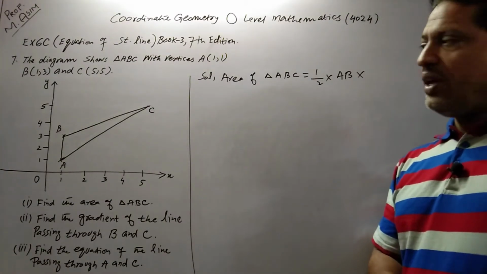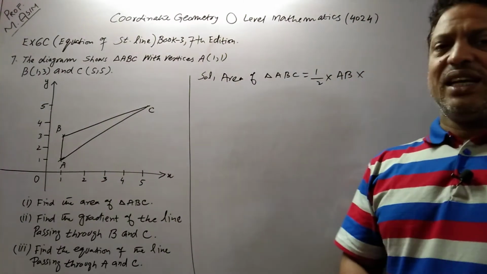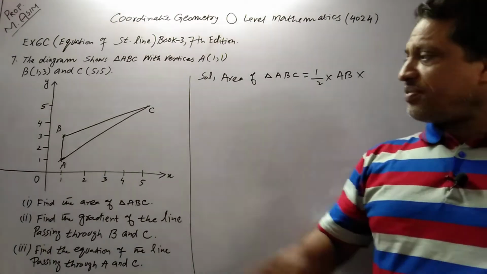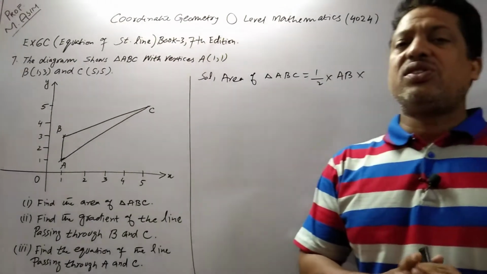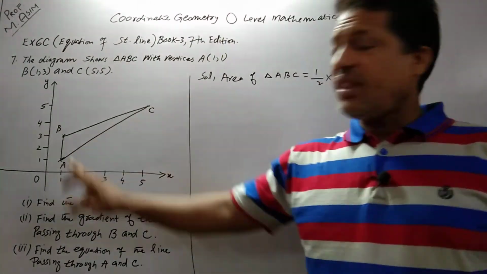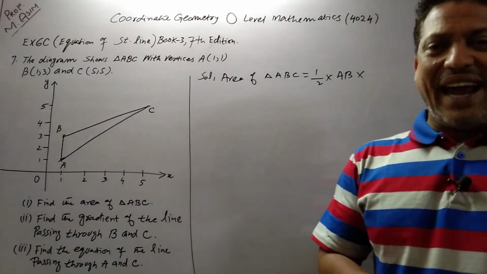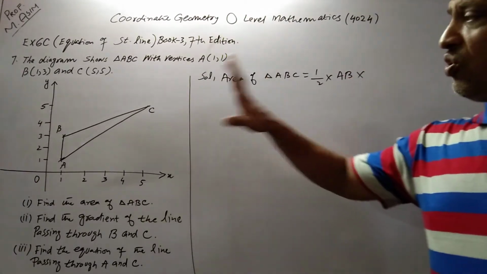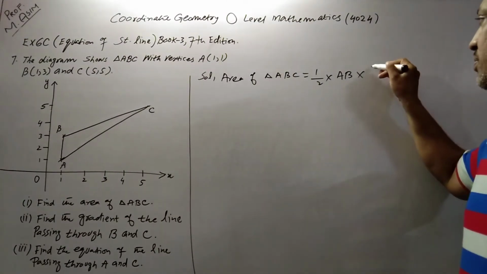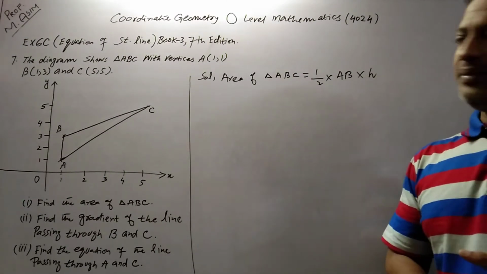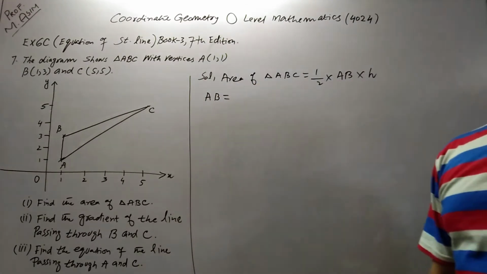If you see carefully, there is no line, there is no length which represents the height of the triangle, because this line does not make a 90 degree angle, therefore this is not the height. This line does not make a 90 degree angle, and similarly this line does not make a 90 degree angle, therefore there is no line which represents the height of the triangle. So we just say h is the height. Number 1, here AB, what is the length of AB?